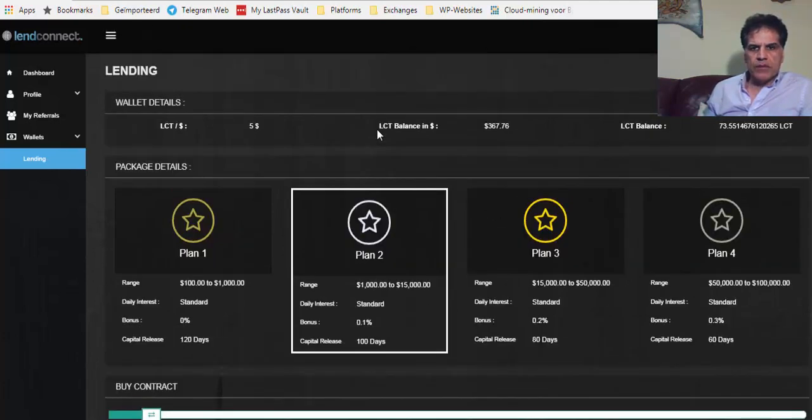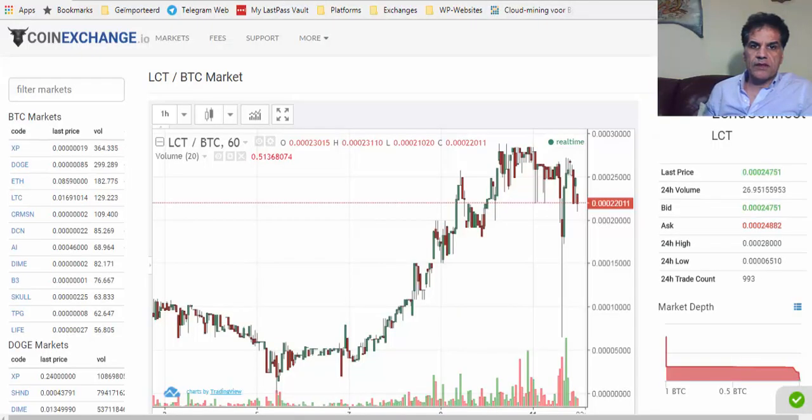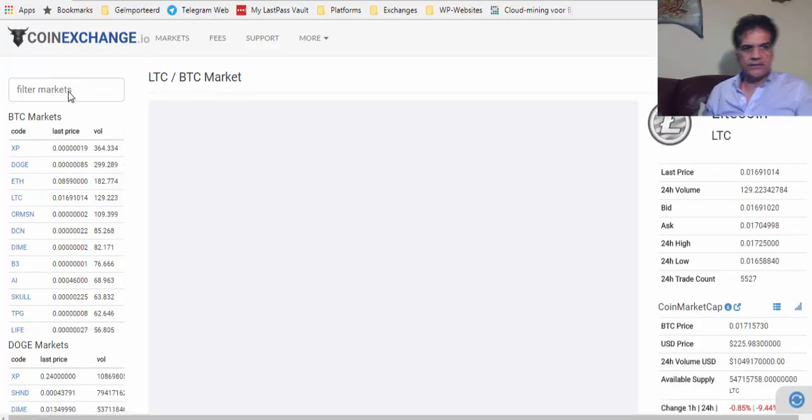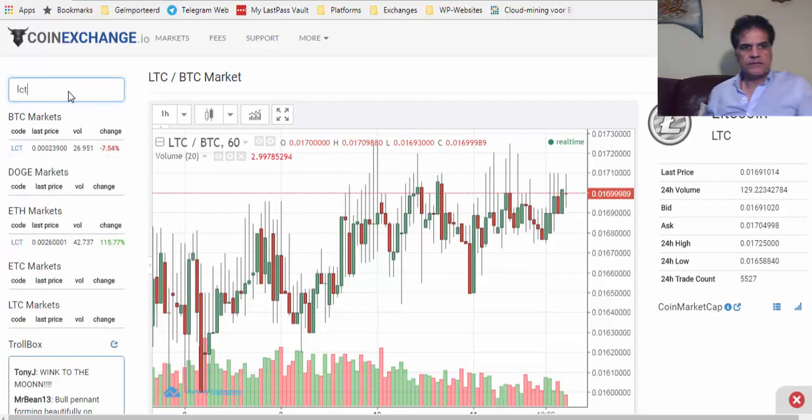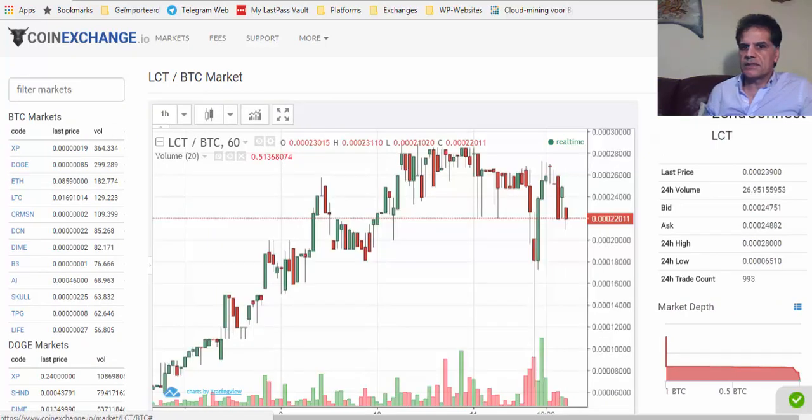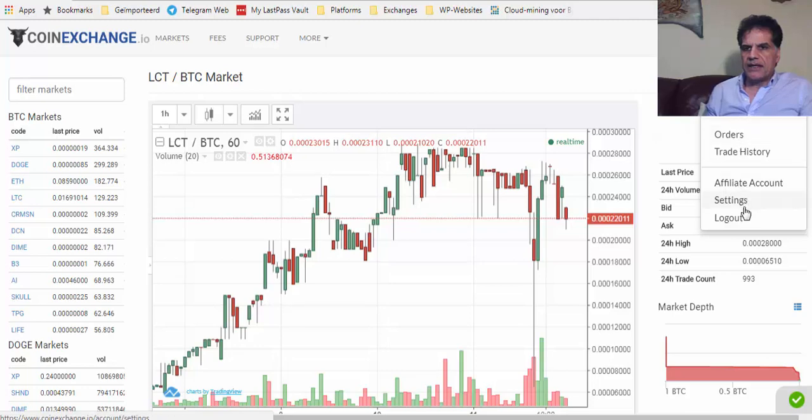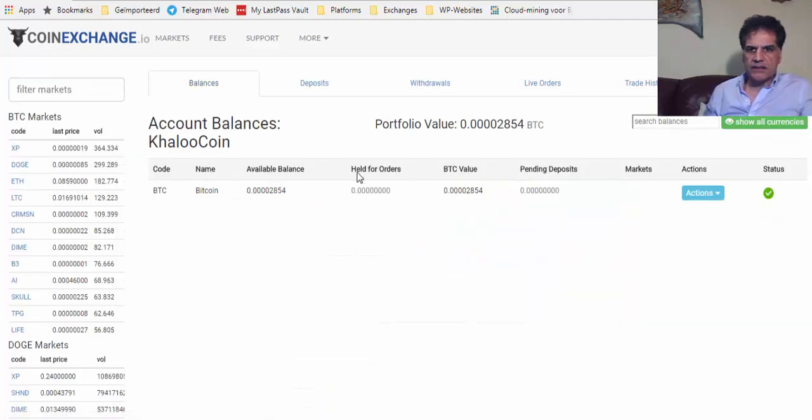If you want to, you can register already. You can register also if you haven't done it on the exchange, ICO. You can already buy it, register, put in your Lendconnect, buy it from the coin exchange, send it here. And how do you do that? You just go to LCT, okay, here you go to my account and then balances. When you buy it, let me show you, LCT.